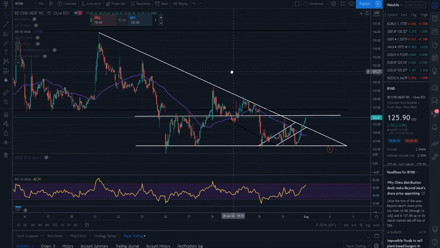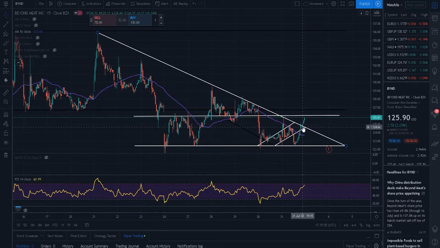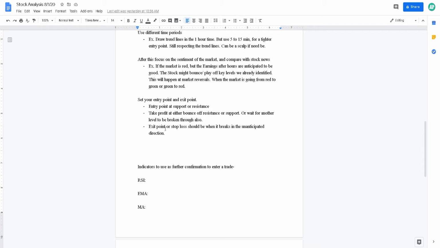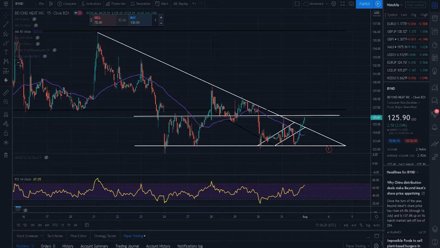So if we look at Beyond Meat, it broke this level, so that's my further confirmation that I want to stay in it. I could have gotten in at support, took profit at resistance, but it broke through this level of resistance, so that's further showing me that I want to get into it. Now let's say I get in on the put side at this level of resistance and it goes down to support. I can either take profit there or stay in the trade if it breaks past it and continues on a downtrend. So now we have our exit point or stop loss, and it should be when it breaks in the unanticipated direction. The unanticipated direction for me would have been a break down.